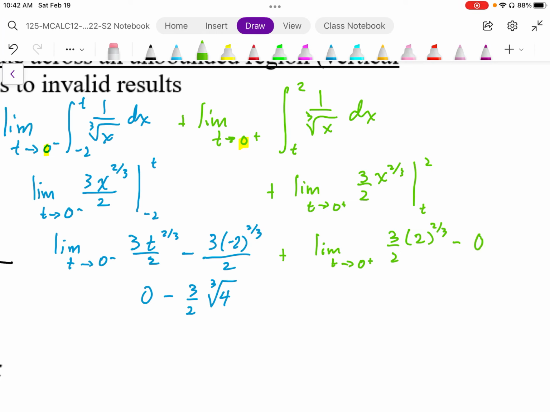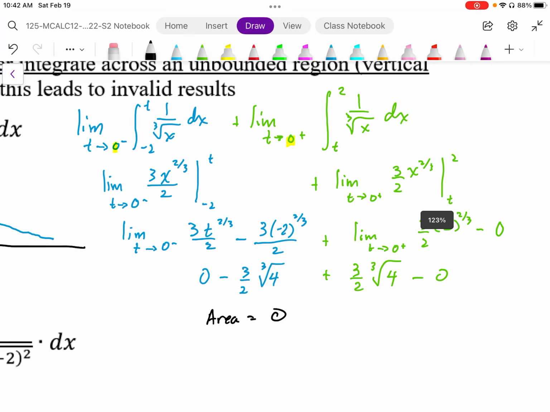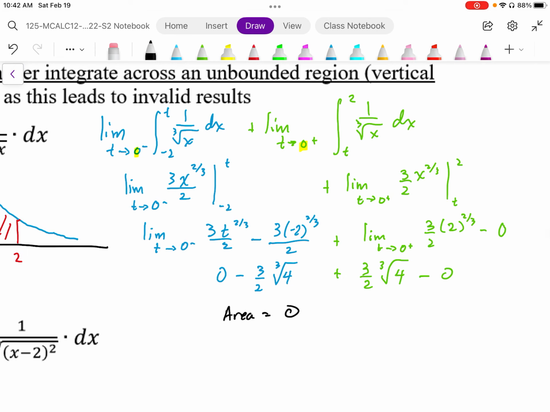Okay, so then plus, this becomes 3 over 2 times 2 to the 2/3, which is the cube root of 4. And we can see that the area is going to be 0 because they cancel out. So the area equals 0.